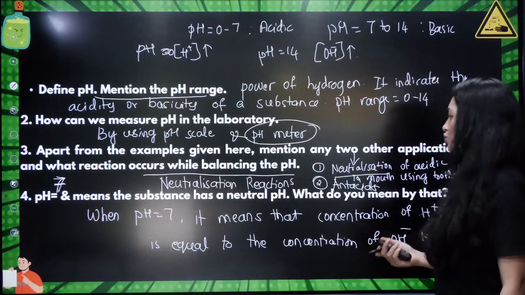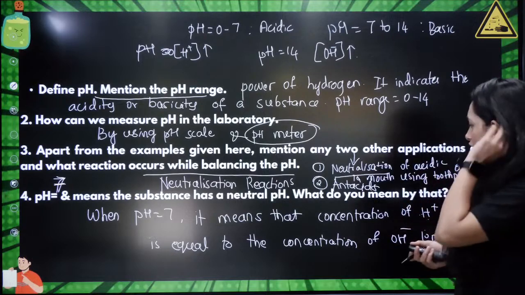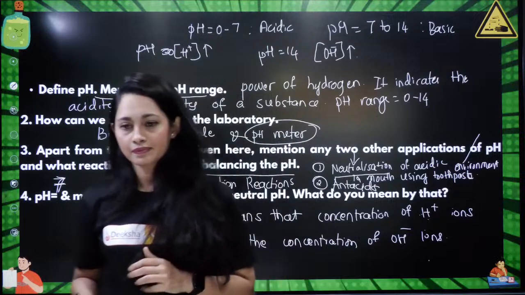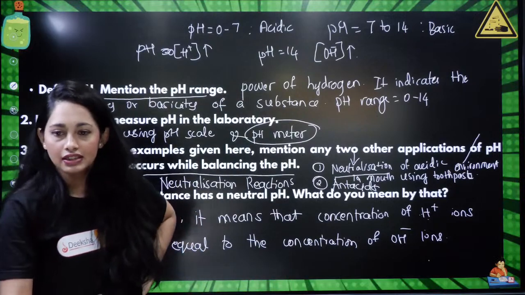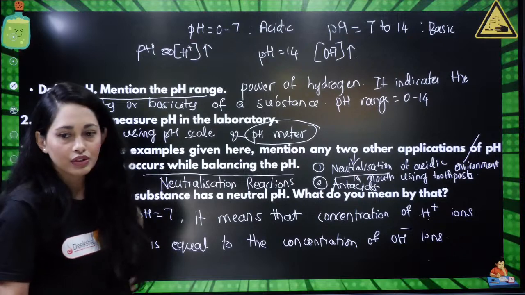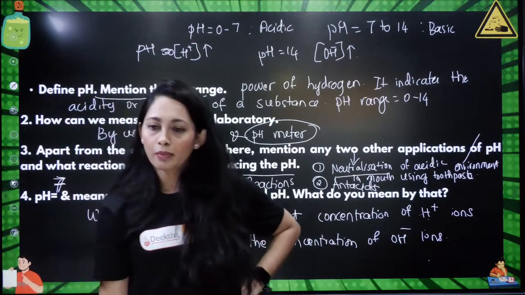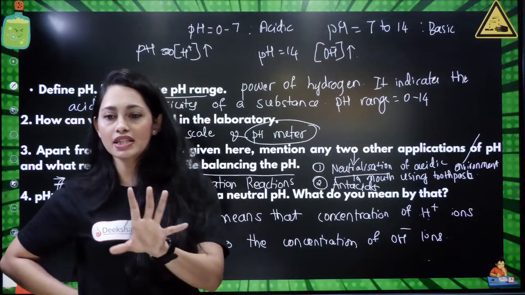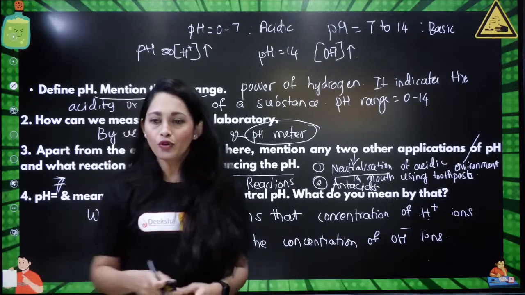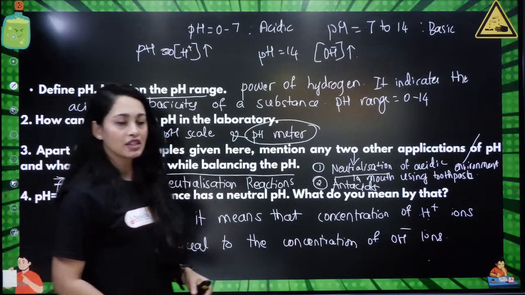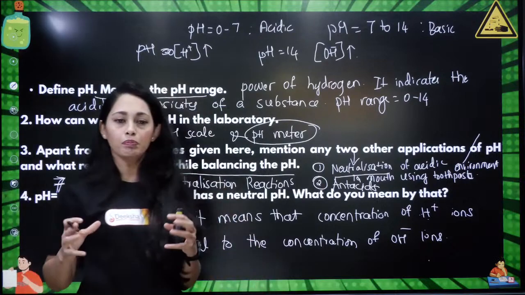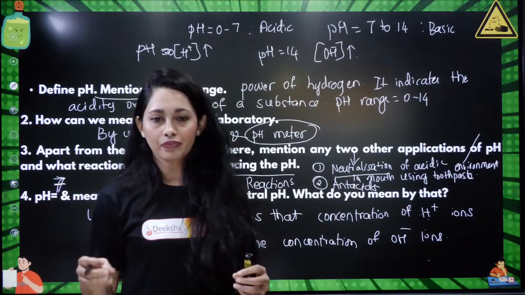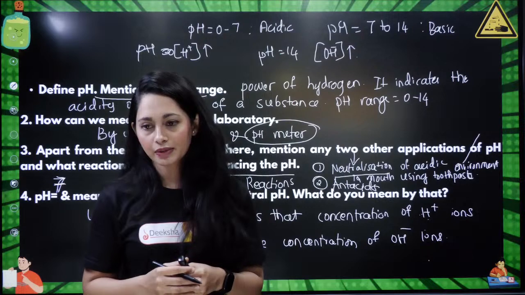Yes, when pH is equal to 7, it means that the concentration of H plus ions is equal to the concentration of OH minus ions. Very good. This is something that you need to remember. The number of H plus and OH minus ions is not equal, but the concentration will be equal. What is the formula of baking powder? Baking powder is nothing but baking soda mixed with an edible acid, a mild edible acid like tartaric acid.